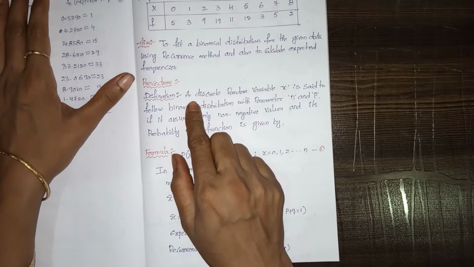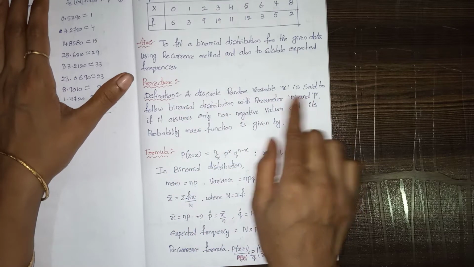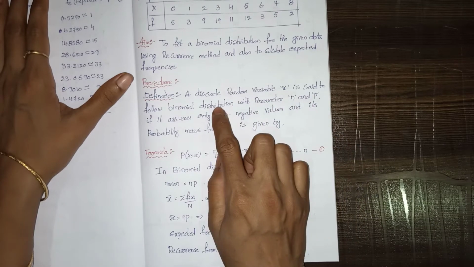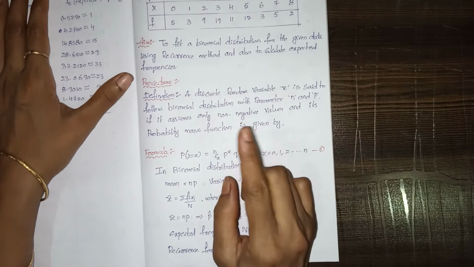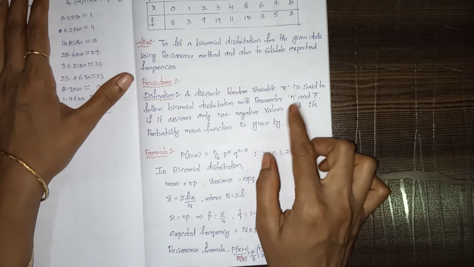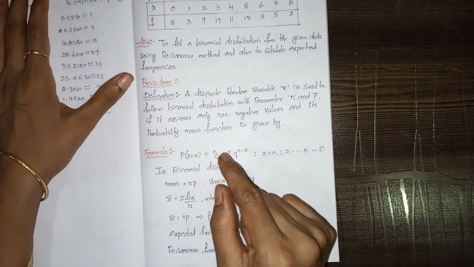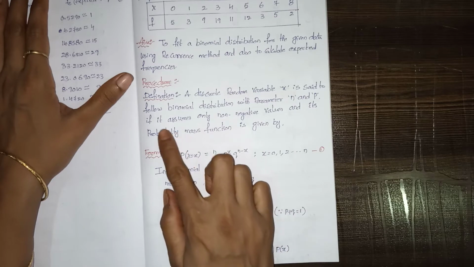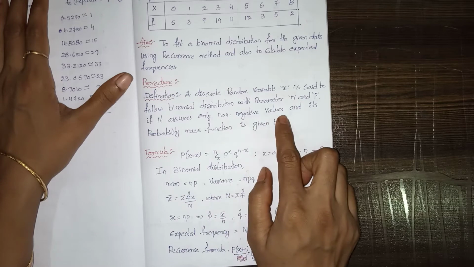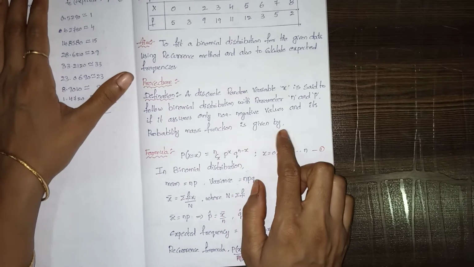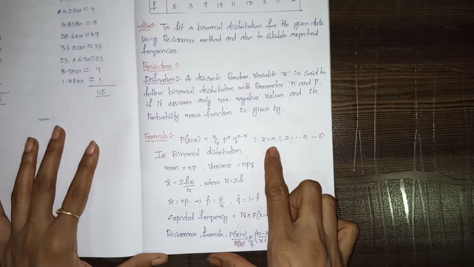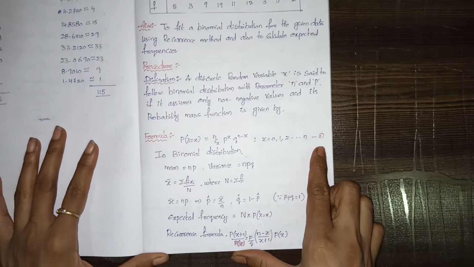So the definition is: a discrete random variable x is said to follow binomial distribution with parameters n and p. Binomial distribution has two parameters, n and p. That's why it is called a bivariate distribution, because bi means two. It assumes only non-negative values and its probability mass function is given by nCx p^x q^(n-x), where x goes from 0 to n. So this is equation 1.